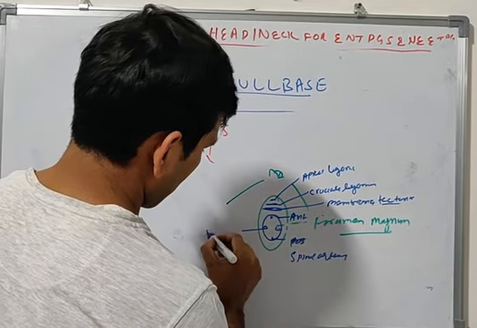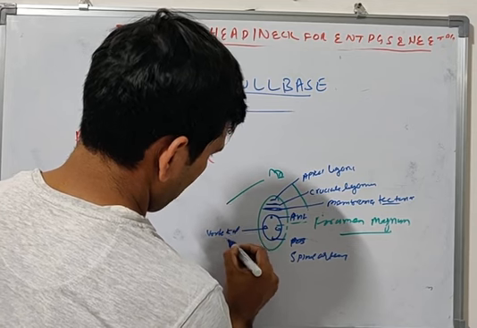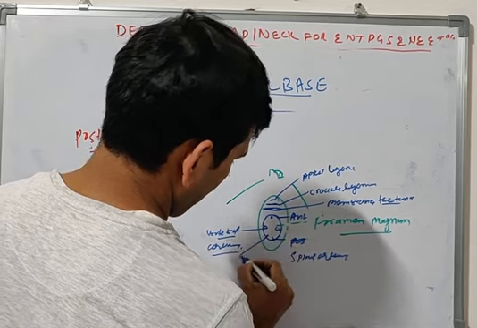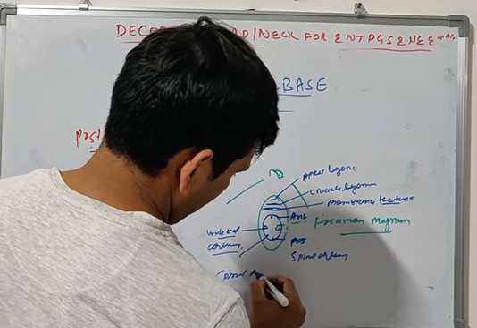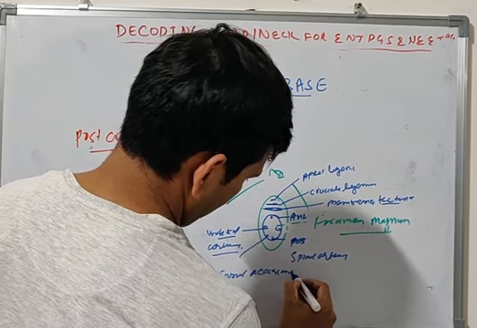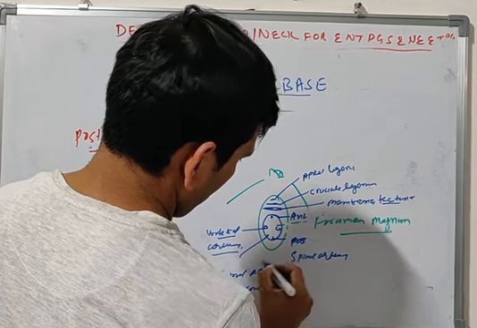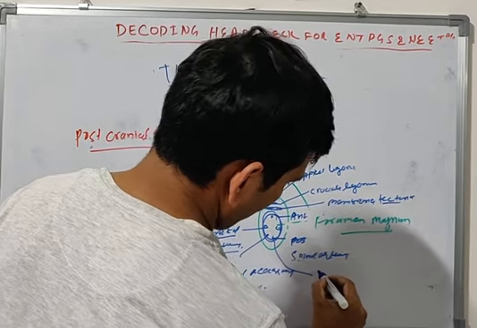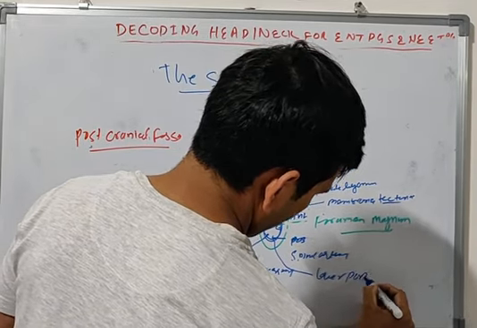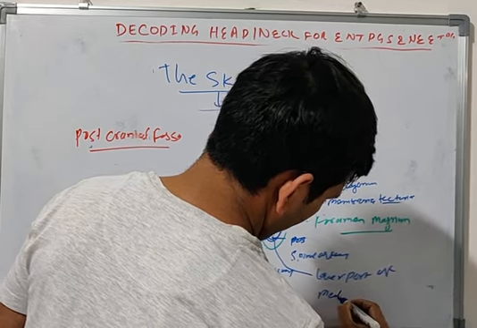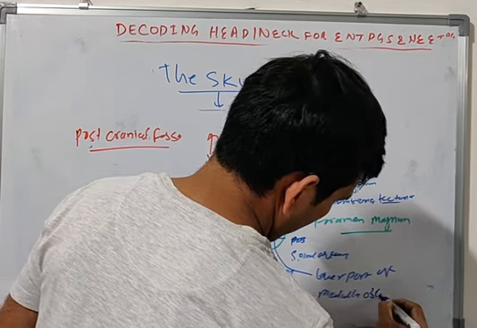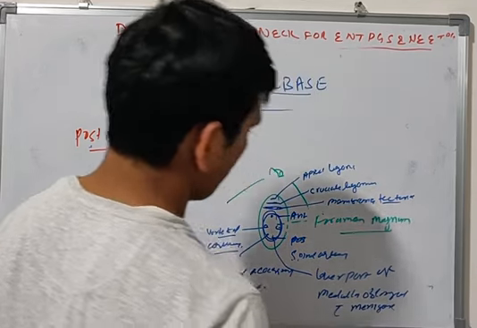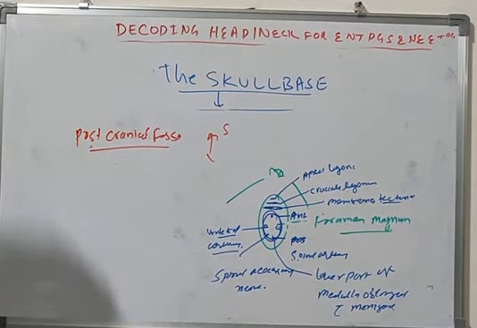Two vertebral arteries. Here is the spinal accessory nerve, and this is the lower part of the medulla oblongata with meninges. Three meninges pass through, following the medulla to the spinal cord.